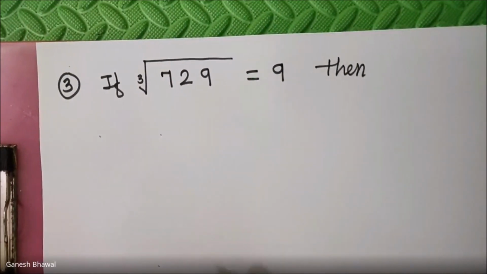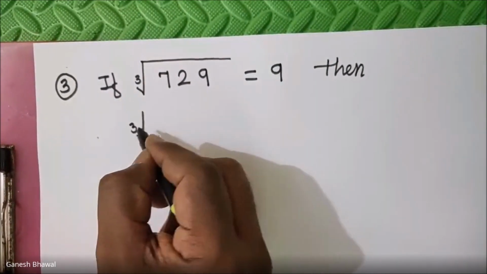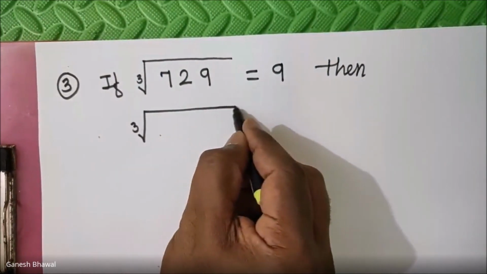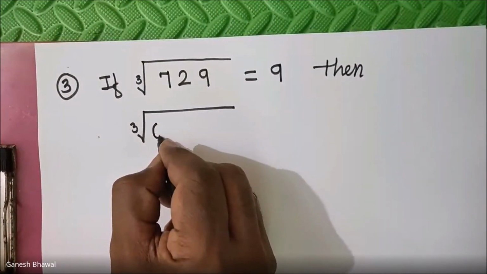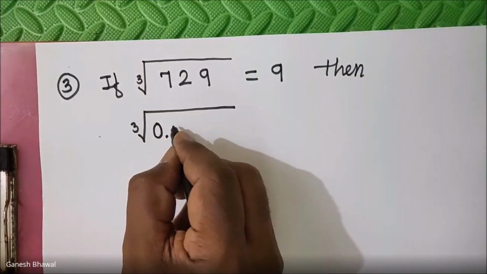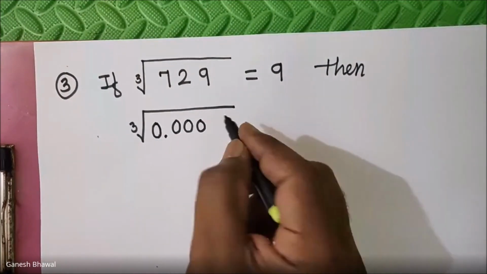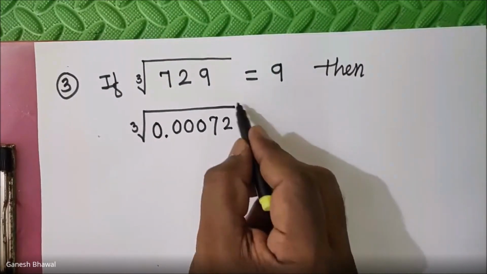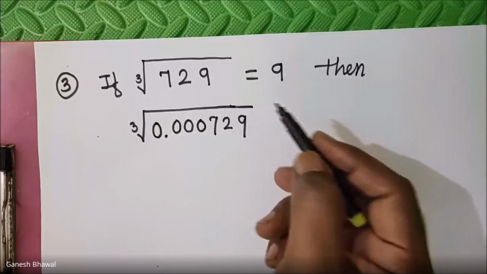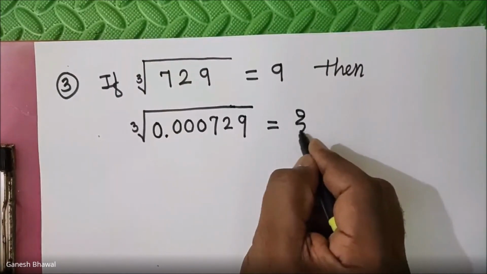Then under cube root 0.000729 equals question mark.